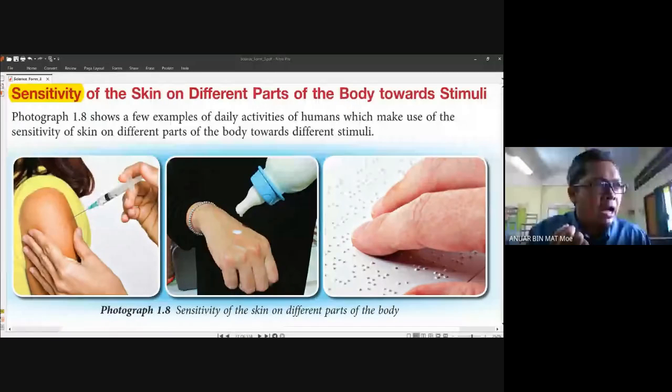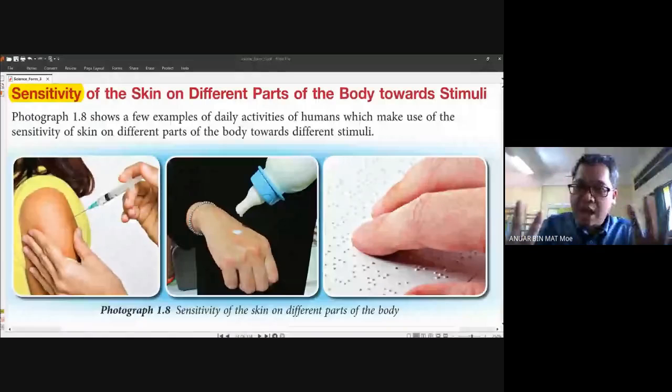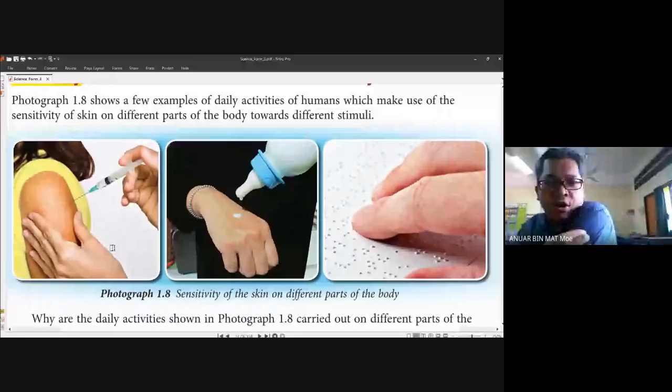Your lips or your elbow. Not every part of skin feels the same sensitivity. Okay, so we go through about that. If you see the picture here, that's why usually you take the injection on your forearm, on your arm here.